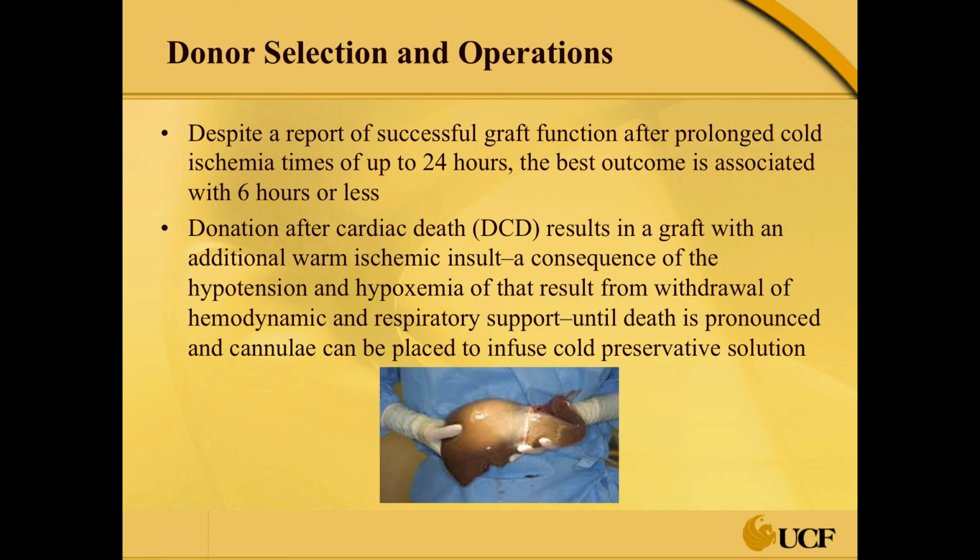Despite a report of successful graft function after prolonged cold ischemia times of up to 24 hours, the best outcome is associated with 6 hours or less of cold ischemia. Donation after cardiac death results in a graft with an additional warm ischemic insult, which is a consequence of the hypotension and hypoxemia that result from withdrawal of hemodynamic and respiratory support. So until death is pronounced and a cannula can be placed to infuse cold preservative solution, this becomes a serious warm ischemic insult problem.